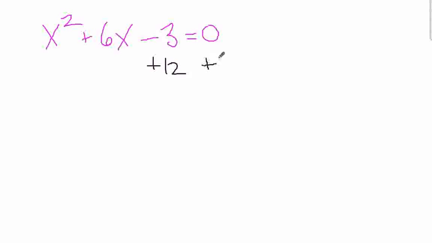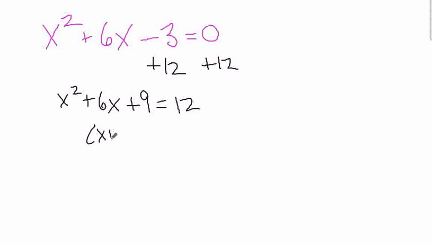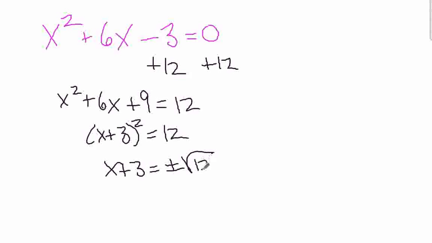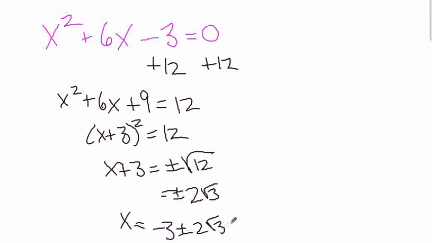How about if I add 12? And then lo and behold, as I said, perfect square. Square root to both sides. If you want to play with the square root of 12, that's 2 root 3. So x is equal to minus 3 plus or minus 2 root 3. Look at that, 2 answers again.